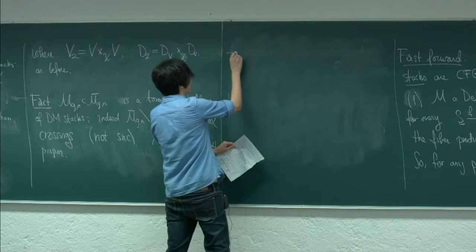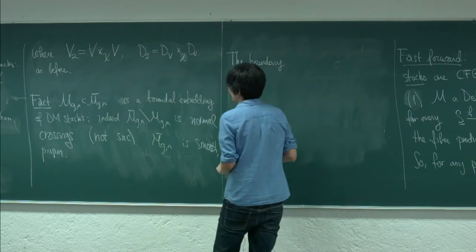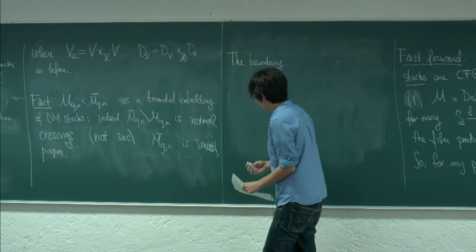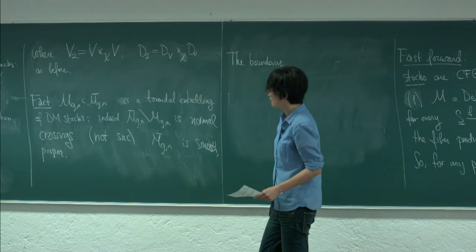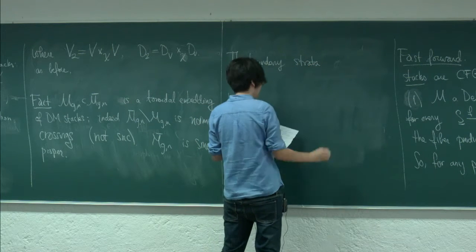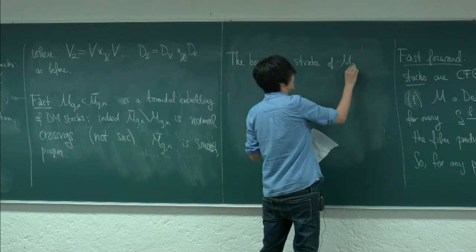Okay, so we're going to discuss now the individual boundary strata, and then we'll discuss the way in which the local combinatorics patches together into the full boundary complex of this toroidal embedding. All right, so the boundary strata of M_{g,n} bar.